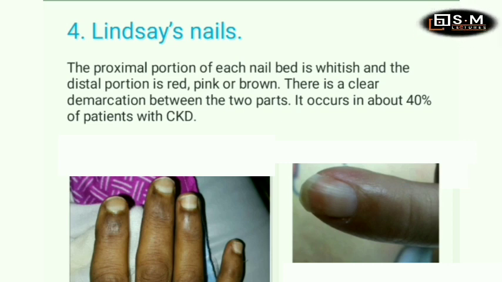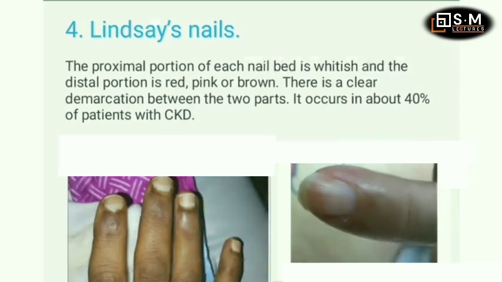Lindsay's nails. So note that it occurs in about 40% of patients with CKD. CKD, that's chronic kidney disease. So in chronic kidney disease, it's not every patient that will present with Lindsay's nails. Rather, it's only 40%. So Lindsay's nails in renal diseases or renal failure is also an indication of that disease or failure.